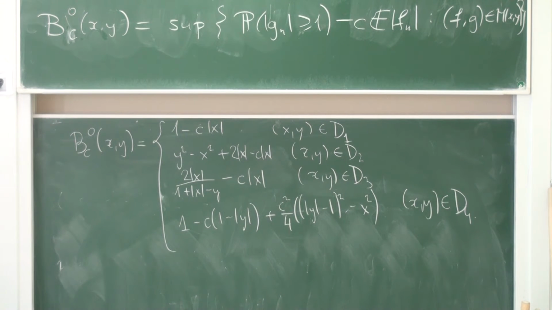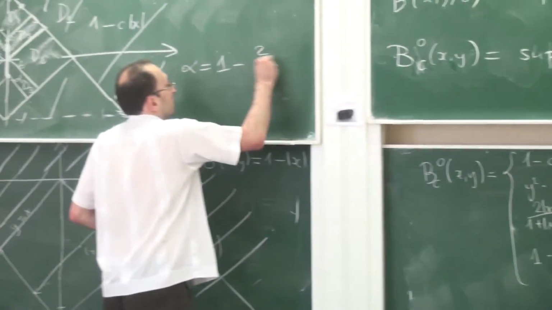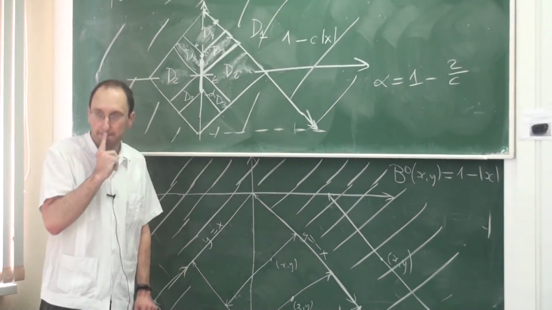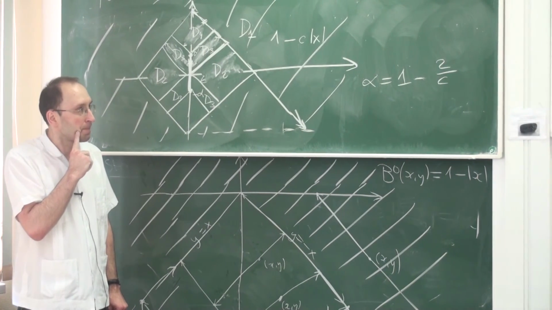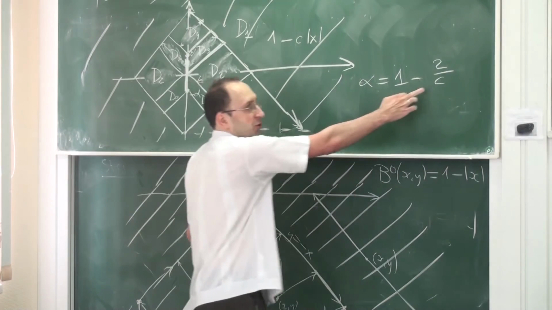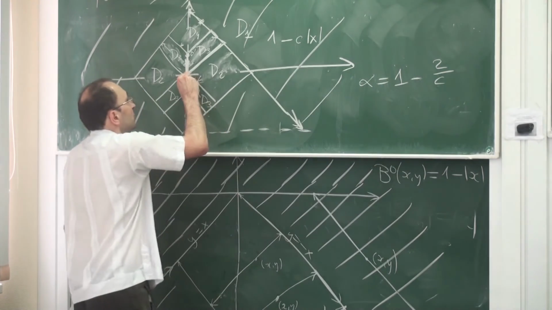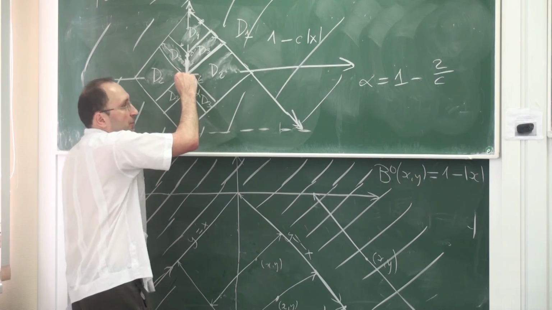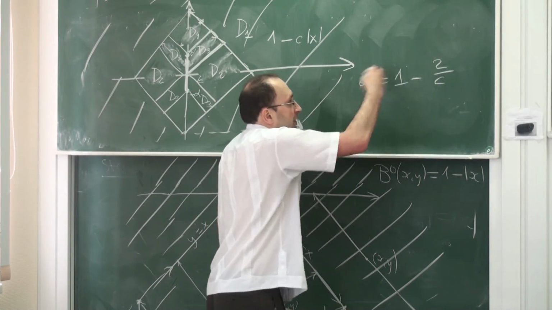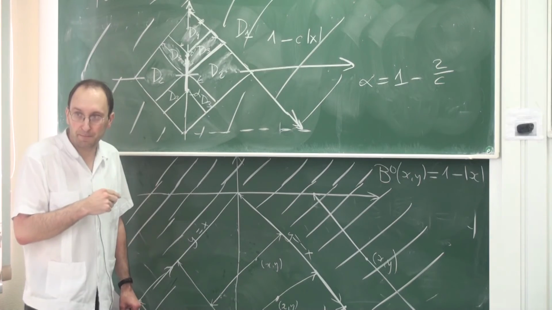And this special parameter alpha is equal to, where do I have it? This parameter alpha here is 1 minus 2 over C. All right. So it grows from 0. When C is equal to 2, then this is precisely 0. It just reduces to a point. And when C grows to infinity, alpha grows to 1.